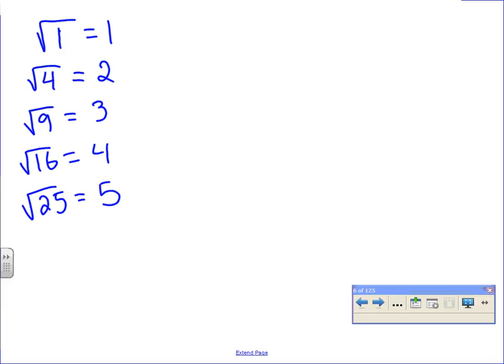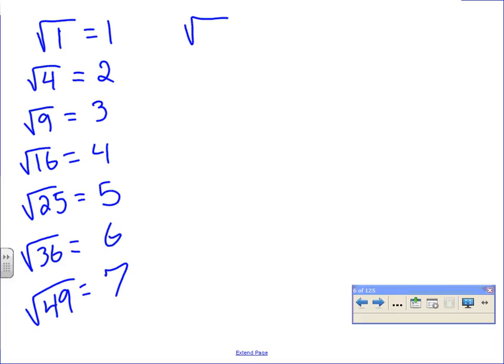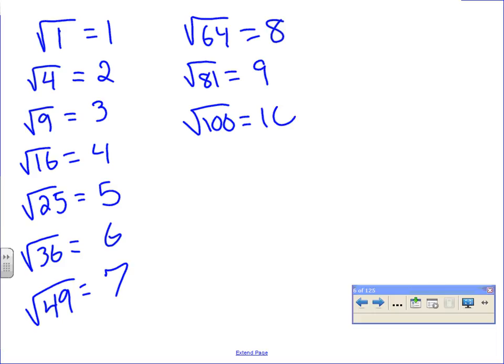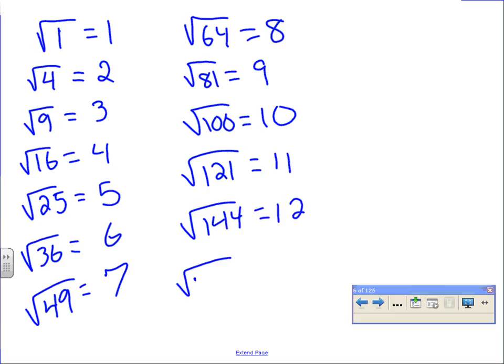Good job. Mike, square root of 36. Good. Skylar, square root of 49. Good. Square root of 64, Josh. Good. Ray, square root of 81. Good. Square root, Drew, of 100. Good. Grace, square root of 121. Good. Square root of 144, Jackie. Good. Square root of 169, Camille.